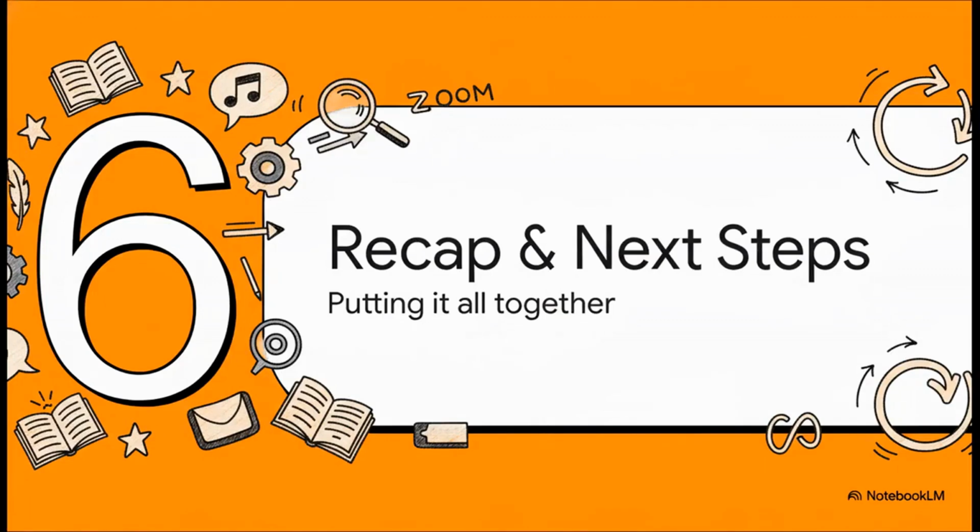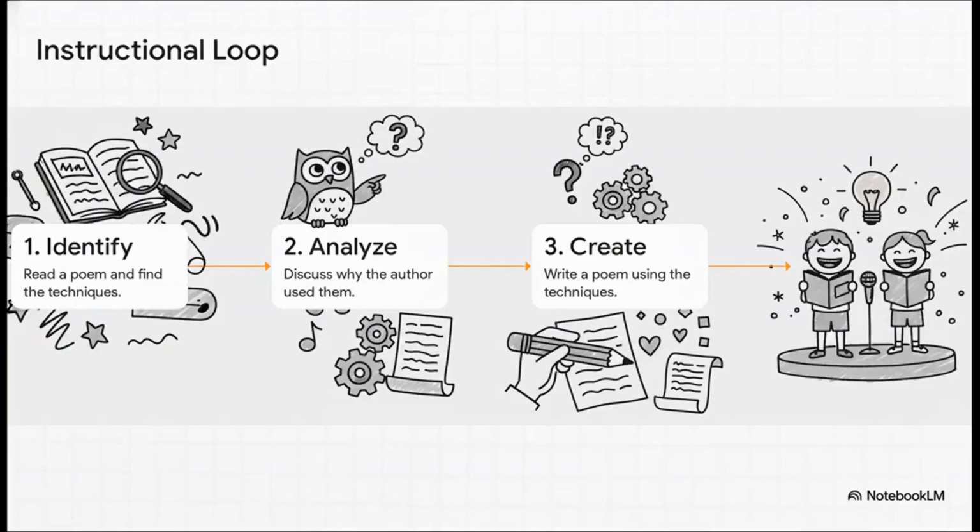Okay, let's wrap this up and recap that core instructional loop you can use to teach pretty much any poem you want. So here it is, the core instructional loop. This is your repeatable routine. First, we identify the techniques in a poem. Second, we analyze. We talk about why the author might have used them. Third, our students create their own work. And finally, and this is so important, they perform it. This cycle takes them from just being readers to being creators, and that builds such a deep understanding.